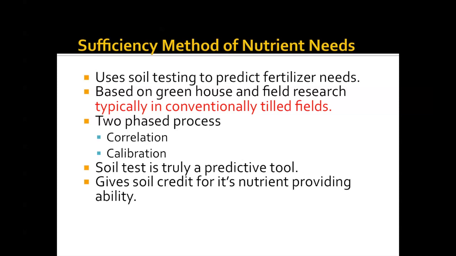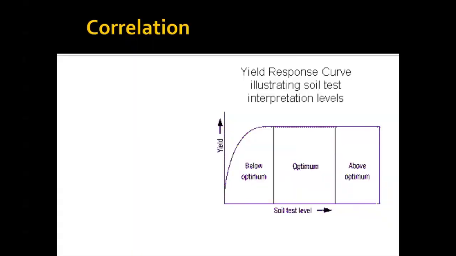In other words, every time you go out and plant, say, corn, which might conventionally need 120 pounds of nitrogen, 100 pounds of phosphorus, and 150 pounds of potassium every year, well, you might have already 100 pounds of potassium in the soil, so you'd only apply 50 pounds of potassium. How's that look? Well, let's have a look at the correlation method first.